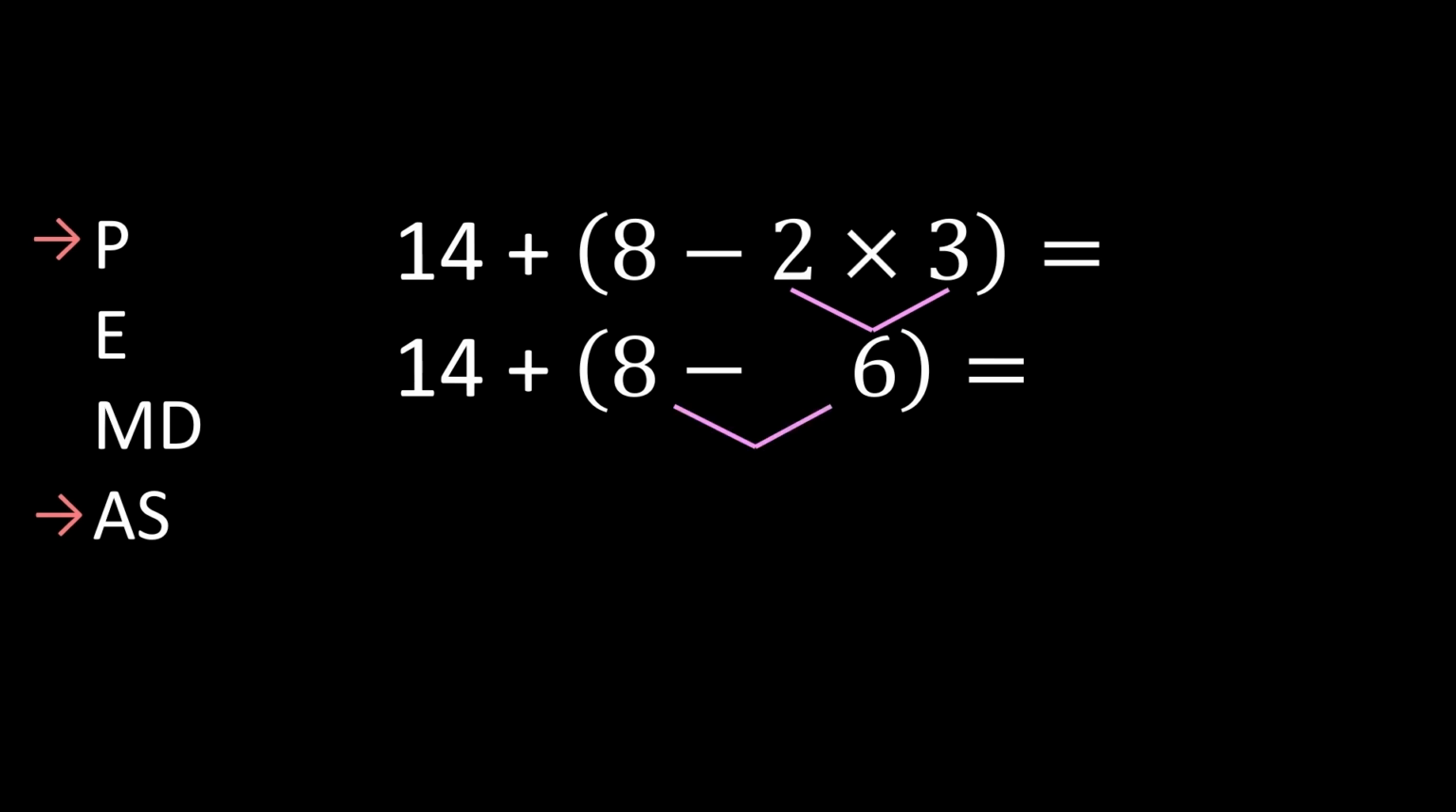So that's my next step. 8 minus 6 is 2. Then I'm going to bring down the 14 and the addition sign that's still part of my problem. And my final step is going to be 14 plus 2. 14 plus 2 equals 16.